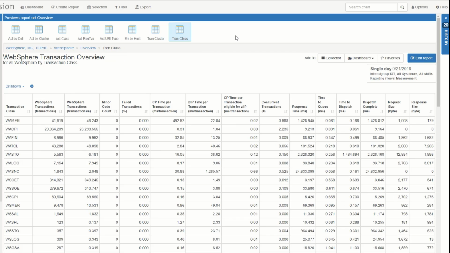The last two reports are transaction-focused, so they include transaction-oriented data, including rates and response times, as well as things like failed transactions and the response time component breakdown that we saw earlier. And as with all the other charts and reports, you can drill down for more information.